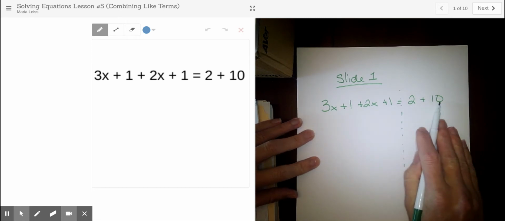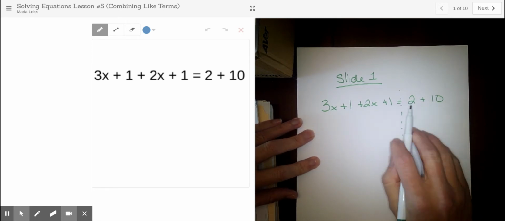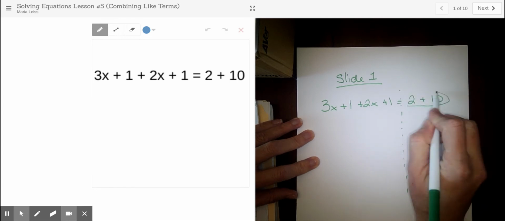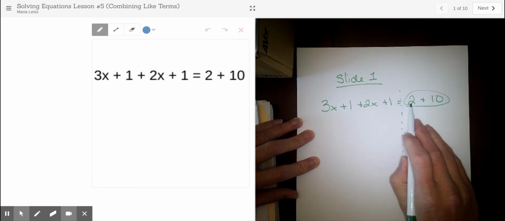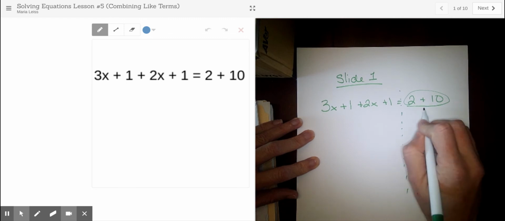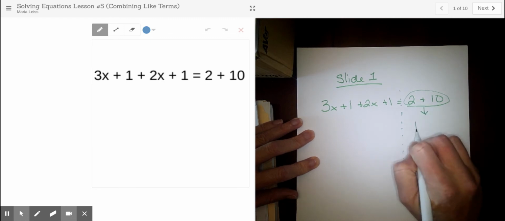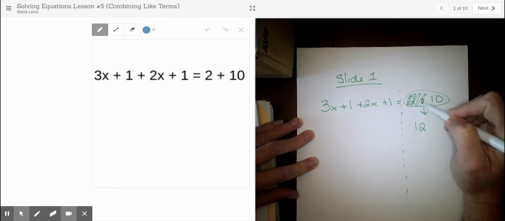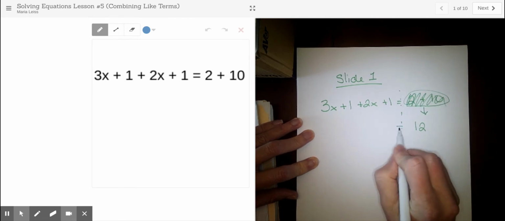Over here on the right side, I have 2 terms. There's 2 things, 2 plus 10. No variables or anything. If I read that to myself, 2 plus 10, I know that 2 plus 10 gives me 12. So I'm rewriting this 2 plus 10 as a 12.